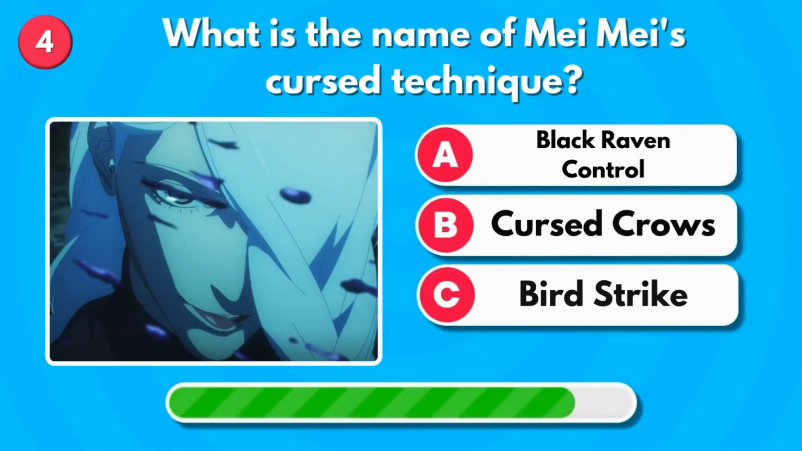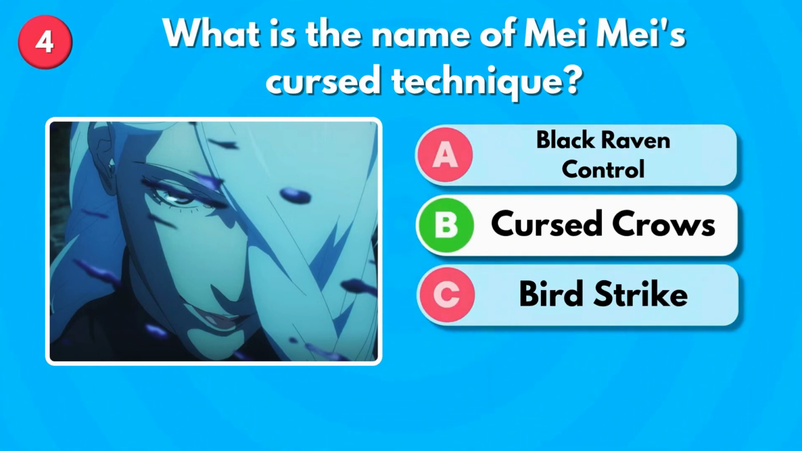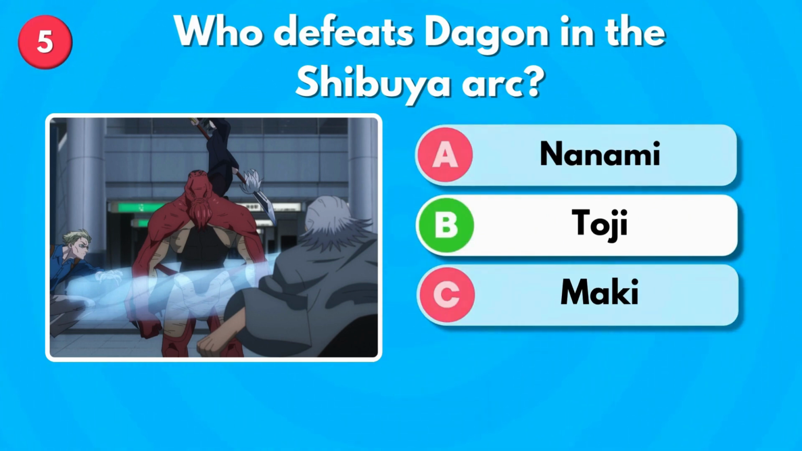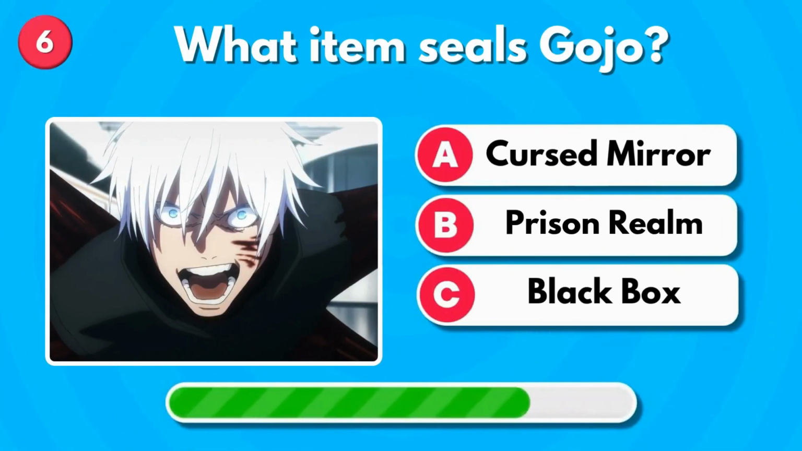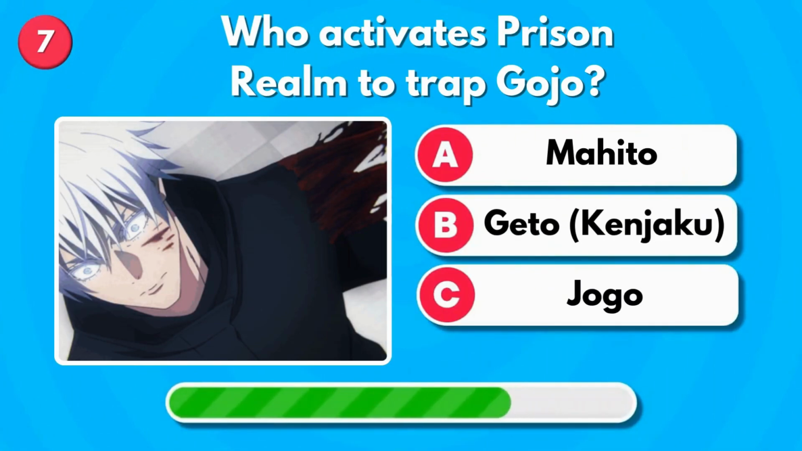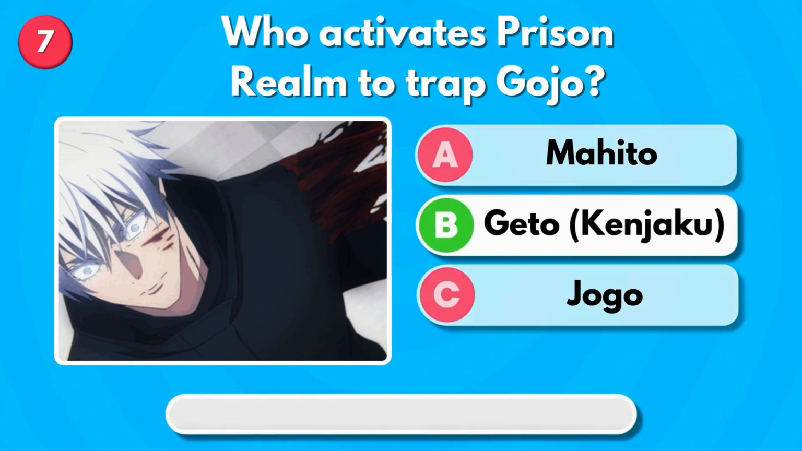What is the name of Mei Mei's curse technique? Cursed Crows. Who defeats Dagon in the Shibuya arc? Toji. What item seals Gojo? Prison Realm. Who activates Prison Realm to trap Gojo? Geto, Kenjaku.